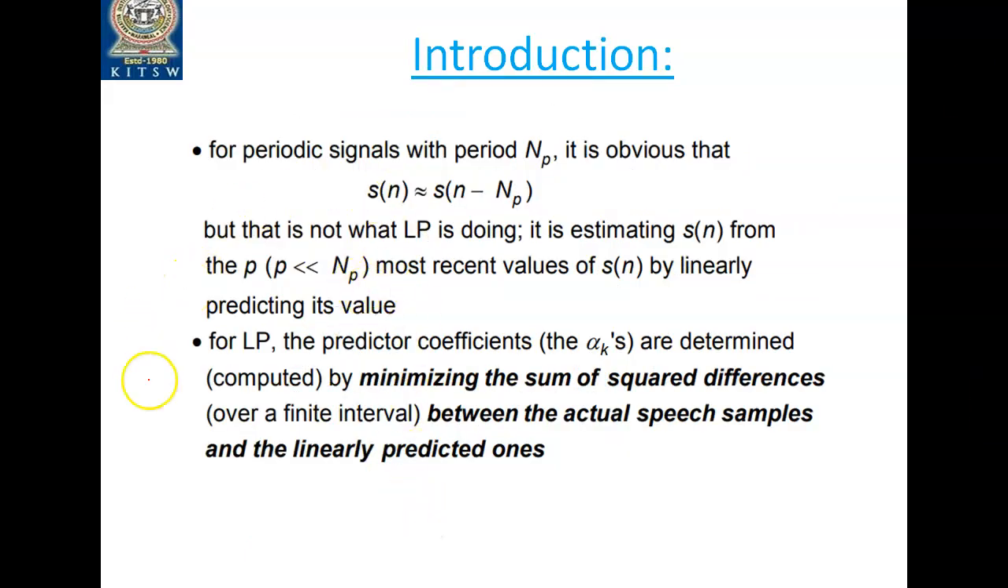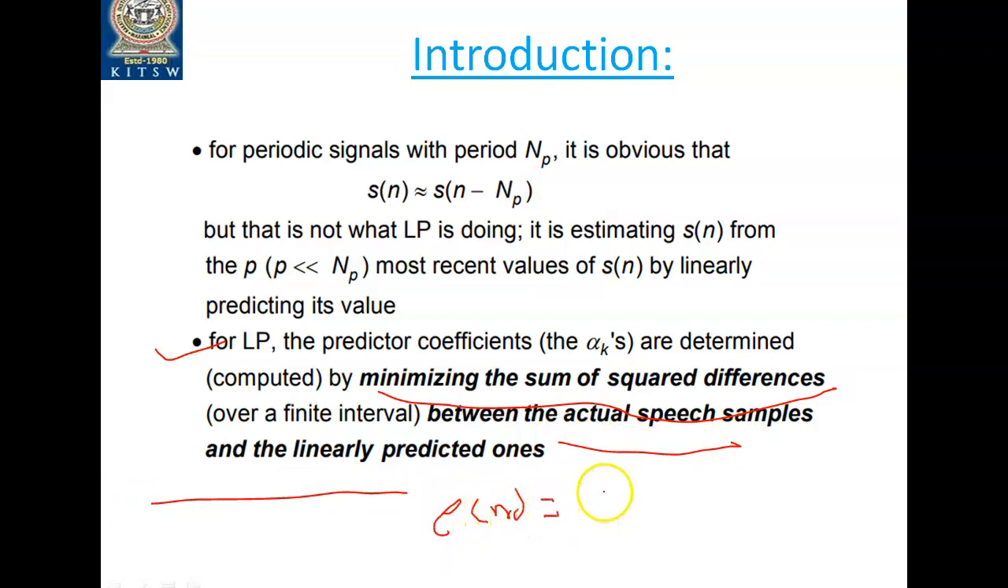The same thing, looking at the second point in the slide: the prediction coefficients are determined by minimizing the sum of squared differences between the actual speech samples and the linearly predicted ones. Normally e of n we can write as the actual speech signal S of n minus the estimated signal, S cap of n. This error equals 0 if and only if the second term equals the first term; only then will we get the mean square error as 0.